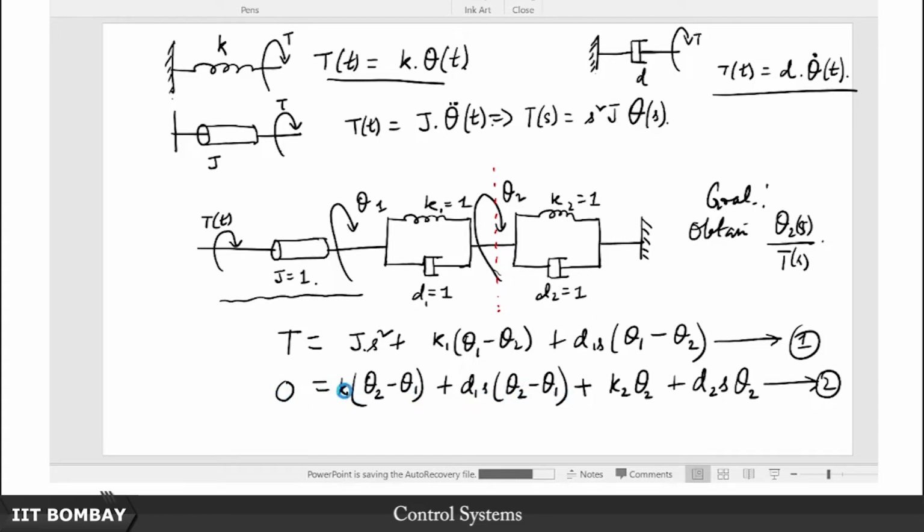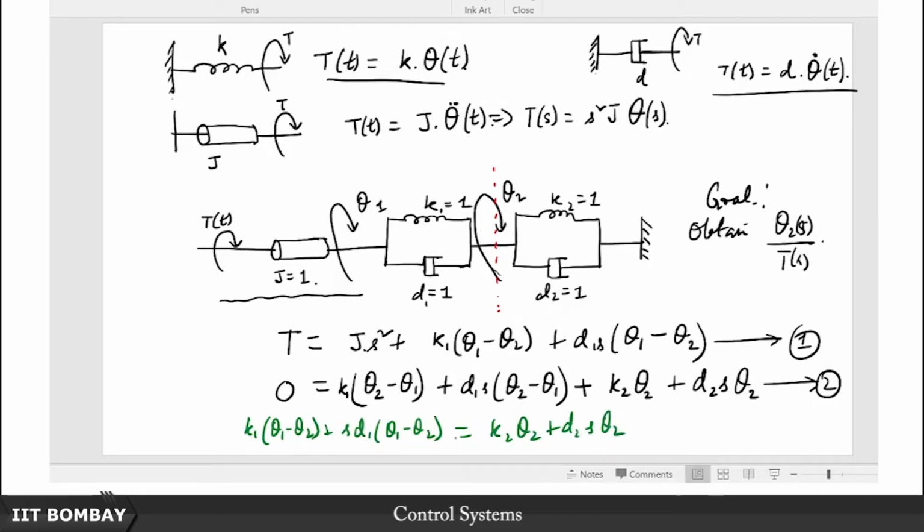Yeah, of course they would have carried a minus sign, but if you adjusted them, then here's what you would have got. You could have written them as k1 times (theta 1 minus theta 2) plus s d1 times (theta 1 minus theta 2), which is balanced by k2 theta 2 plus d2 s theta 2. Now this looks more like a balancing equation, you see. Why am I saying that?